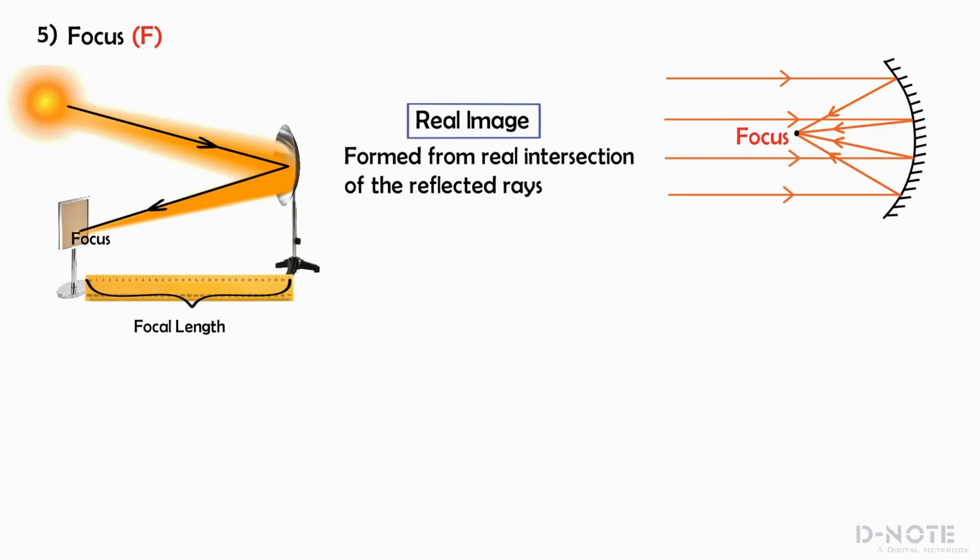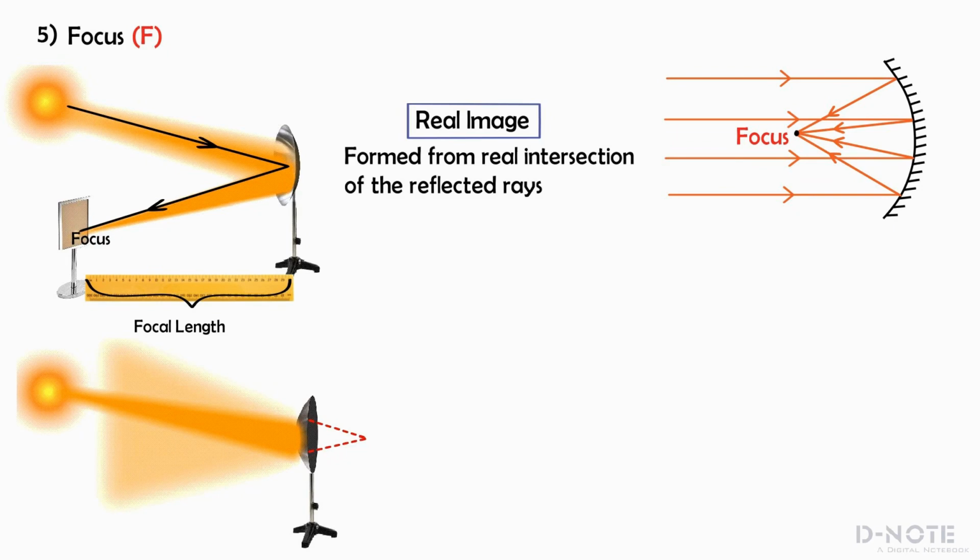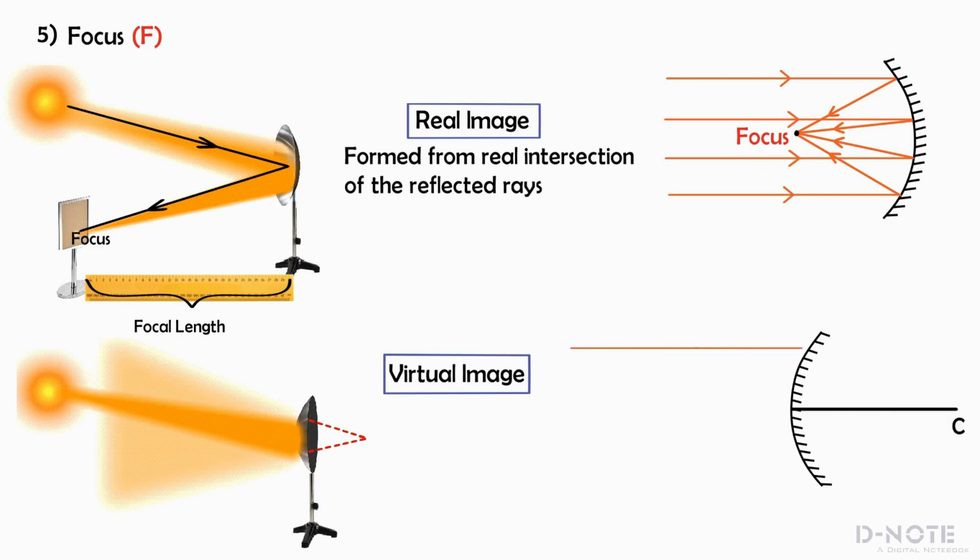Let us repeat the experiment using a convex mirror. Here, we will obtain the bright spot on the mirror itself. It means it is the virtual image of the sun which we are getting. On representing this in a ray diagram, we get something similar to what is shown below.